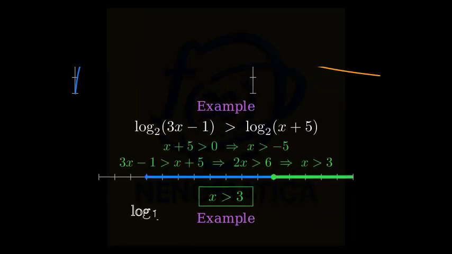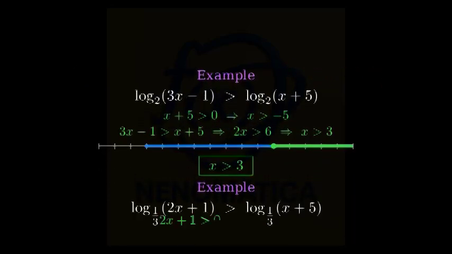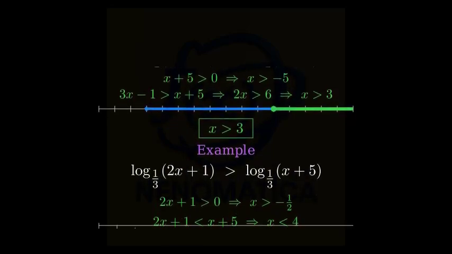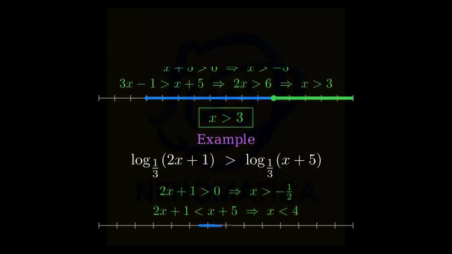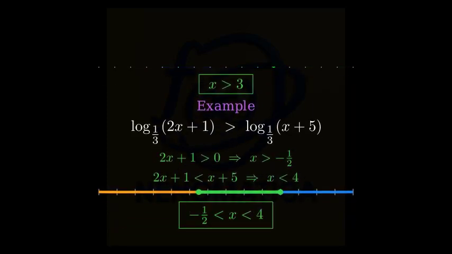Second example: solve log base 1/3 of (2x plus 1) greater than log base 1/3 of (x plus 5). This is case 2 because the base is between 0 and 1. First, make the left argument positive. Next, reverse the inequality when comparing the inputs. Finally, intersect the results on a number line.